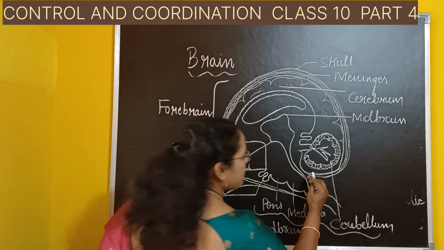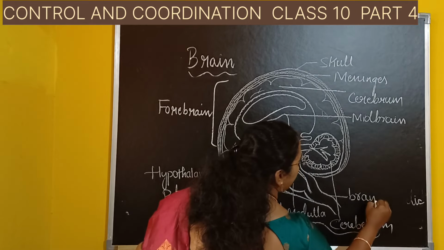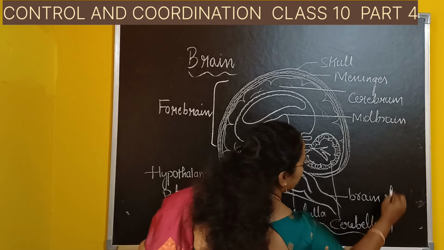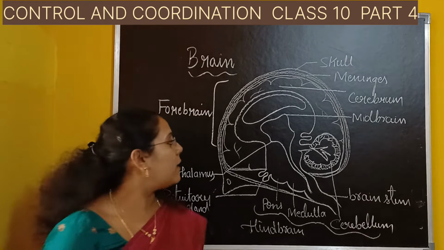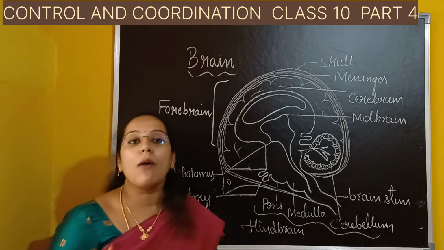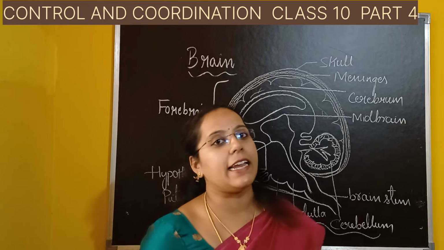And this is the extension. We will call it the brain stem. It is the stem of the brain. So this stem will actually connect to the spinal cord. Okay, so this is very important. So now I would like to explain each and every part of the brain in detail.